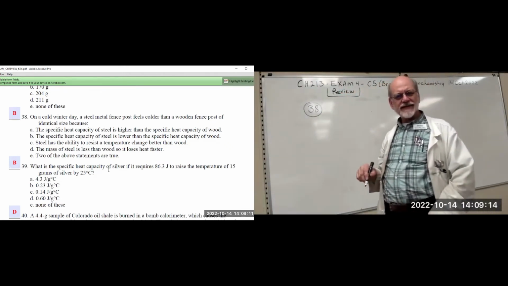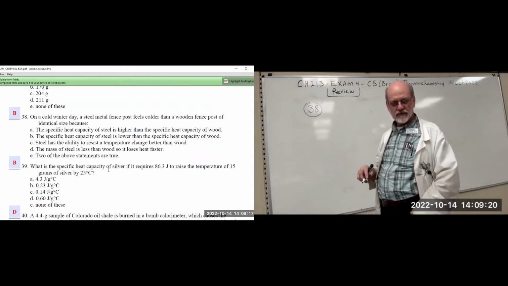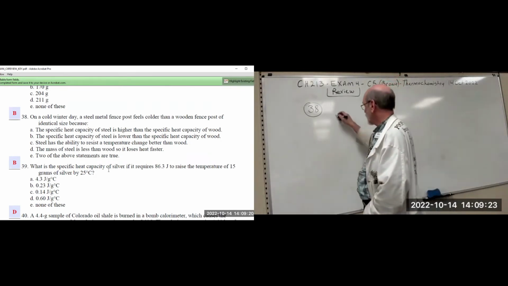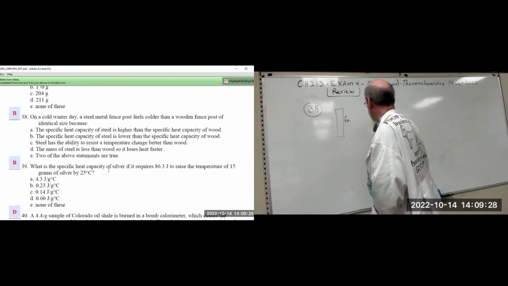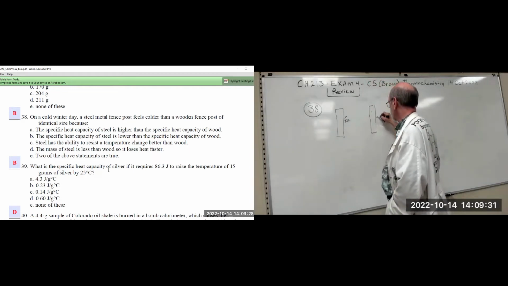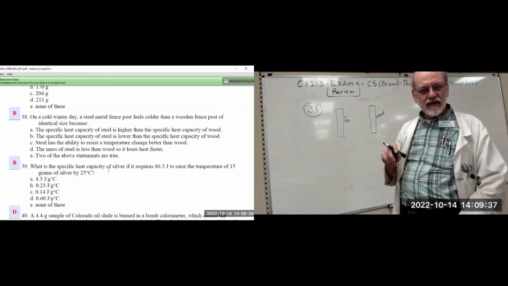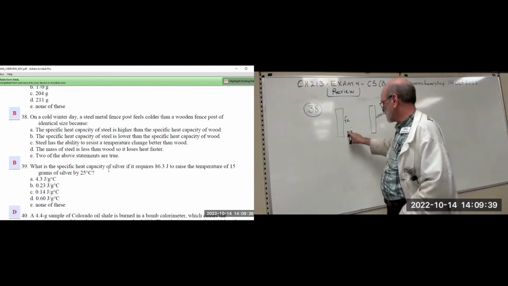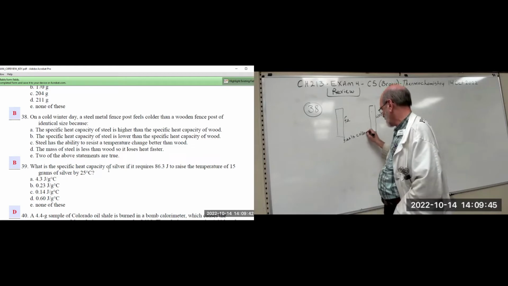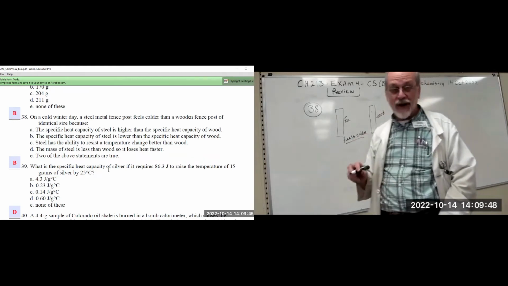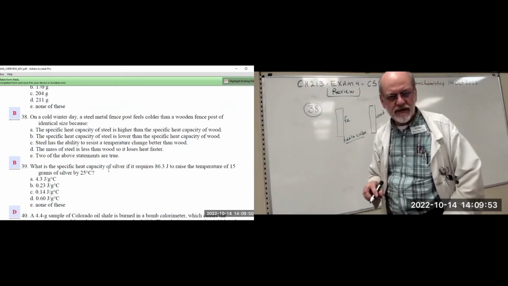On a cold winter day, a steel metal fence post feels colder than a wooden fence post of identical size. So we got a steel post, which is essentially iron, and we got a wood post. And this one feels colder. Okay, why is that? Well, it looks like the answers are referencing specific heat of the steel versus the wood.